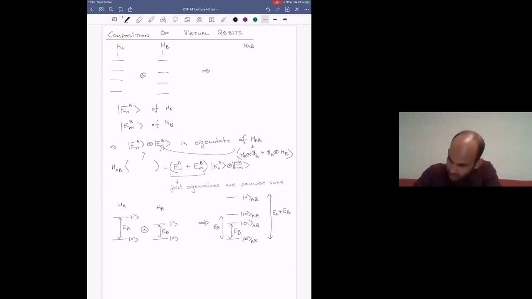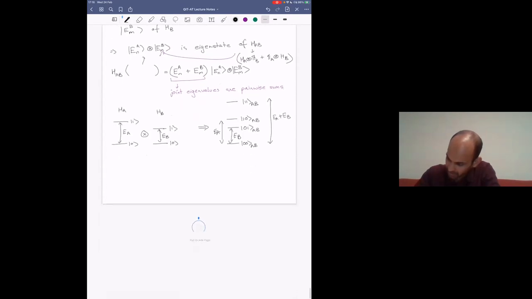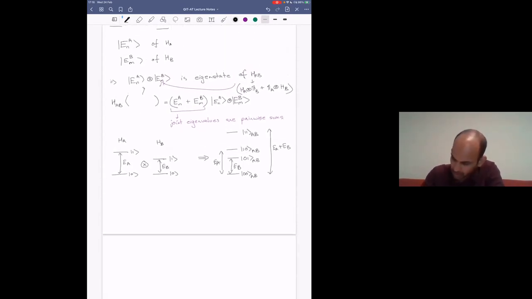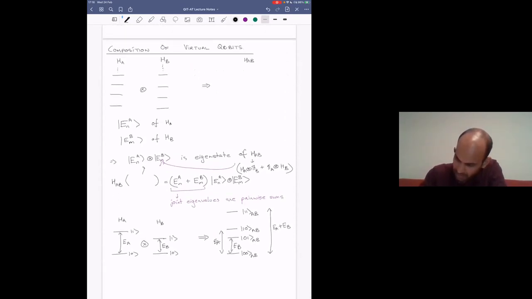Okay, so returning to our question, we wanted to look at composing virtual qubits. So what I'm going to do now is, in these HA and HB, which are rather general, I'm going to pick particular states. So I'm going to pick a virtual qubit. Let's pick this virtual qubit here. And let's pick this virtual qubit here. Let's call this state I and state J. Let's call this state K and state L on B. And I'm going to look now at the four-level system that I get from just this. So the first thing to say is that I pick all of them with different energies. So I have that EI on A is less than EJ on A.